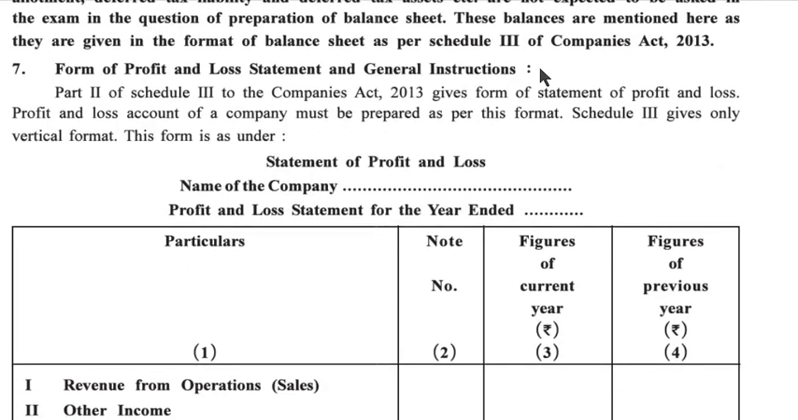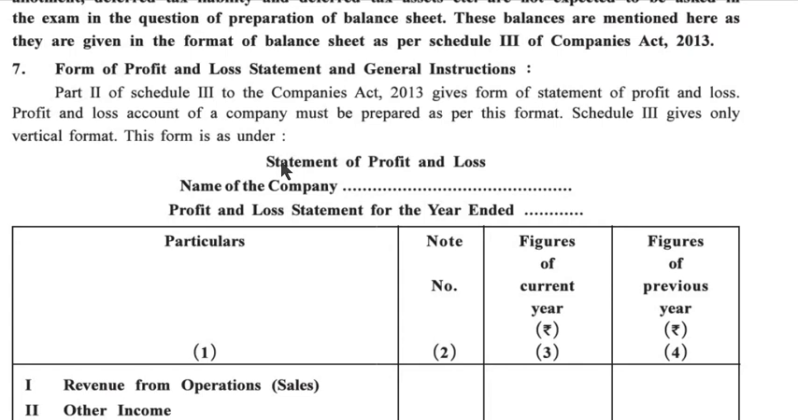Now the Profit and Loss Statement and General Instructions. Part 2 of Schedule 3 of the Companies Act 2013 gives the form of a statement of profit and loss. The profit and loss account of a company must be prepared as per this format. Schedule 3 gives only the vertical format.